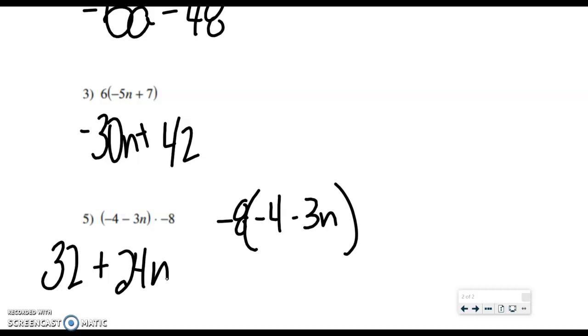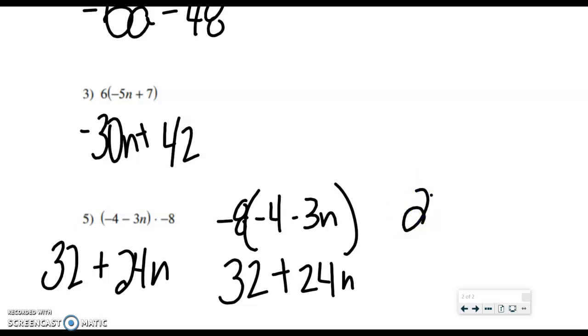Okay, and if you had rearranged it this way over on the right, it's the same thing. Negative 8 times negative 4 is 32. Negative 8 times negative 3n is plus 24n. So you get the same thing no matter what. The same would be true if I multiplied the negative 8 and the negative 3 first. You know, I did negative 8 times negative 4, but you could do negative 8 times negative 3n, and you'd have 24n. And then negative 8 times negative 4 would be 32, positive 32. So no matter which way you multiply these, which order, you're going to end up with the same thing.